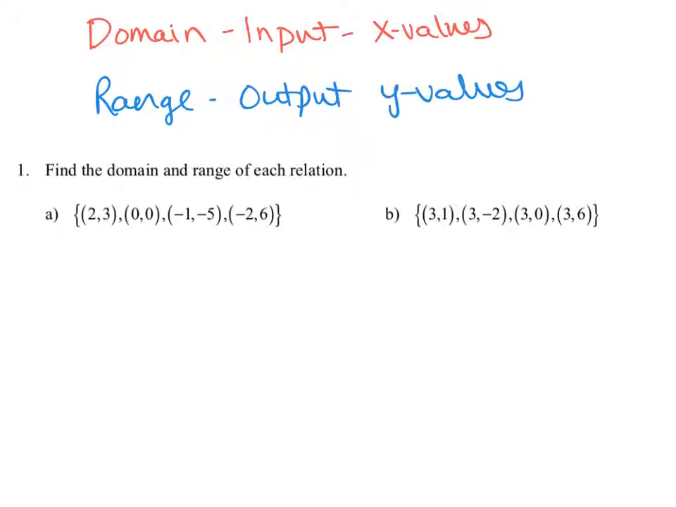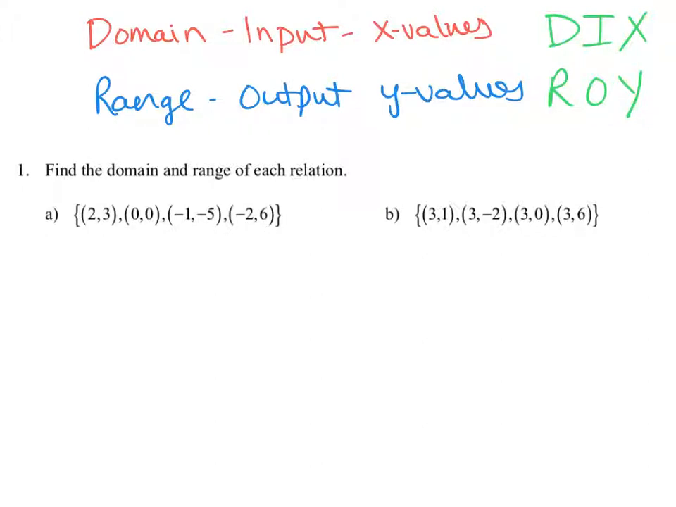A way to remember the domain and range with the x and the y is to remember: domain, input, x values; range, output, y values. D comes before R in the alphabet and X comes before Y. Domain, input, X values, DIX; range, output, Y values, ROY.